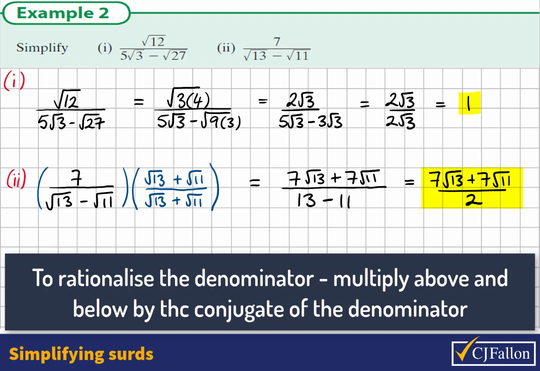The key learning here is to simplify a surd fraction to rationalize the denominator. You multiply above and below by the conjugate of that denominator. Now let's check our answers using a calculator.